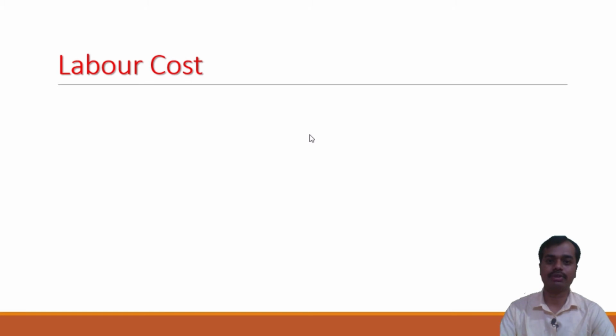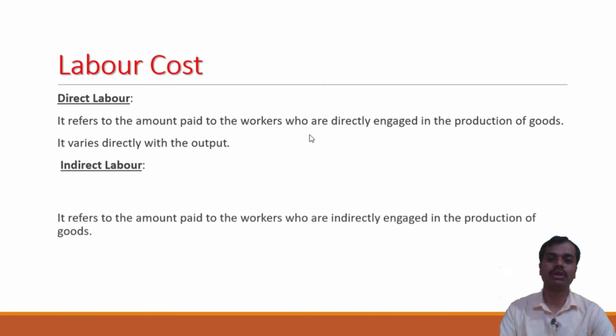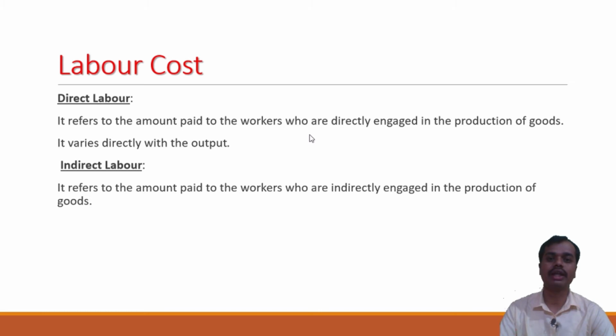Next is labor cost. Labor cost is also divided in two categories, direct and indirect. Direct labor. It refers the amount paid to the workers who are directly engaged in the production of goods. It varies directly with the output. Next is indirect labor. It refers to the amount paid to the workers who are indirectly engaged in the production of goods. It does not vary directly with the output.